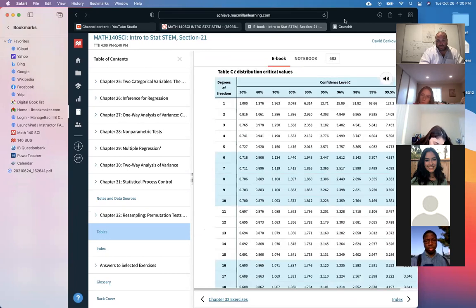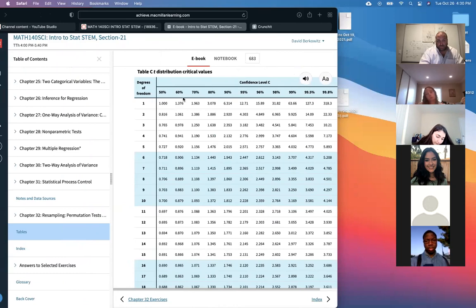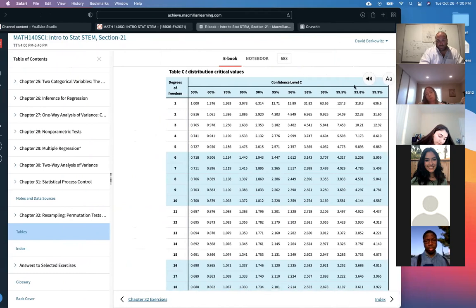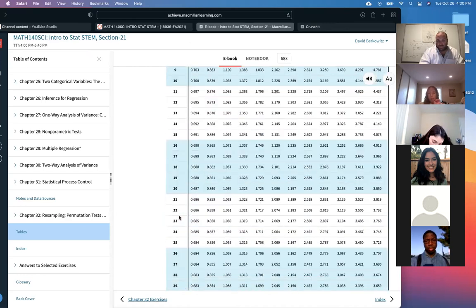T distribution. If you look at this table, you will see that there are different levels of confidence, which is one of the things that we need. We like confidence and we like degrees of freedom. If there's 7 degrees of freedom, then there's no question, this is the row that we're looking at. If there's 18 degrees of freedom, no question, this is the row that we're going to look at.